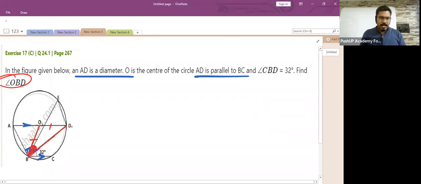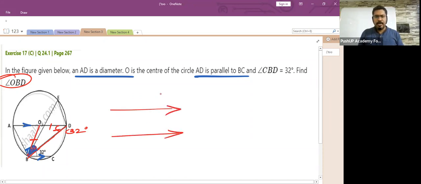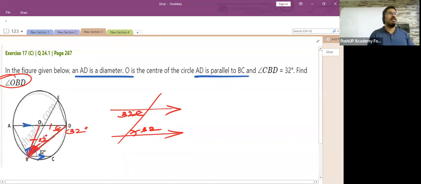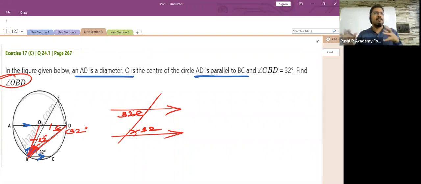Now, children, can't I say this angle is equal to 32 degrees? I can say that because when two lines are parallel to each other and you have a transversal, if this angle is 32, this angle must also be 32 degrees, alternate interior angles. Now in triangle OBD, just now I mentioned what kind of a triangle it is, isosceles triangle. So if this angle is 32 degrees, this angle should also be what? 32 degrees. Isosceles triangle. There is no need to mention the whole sentence. Base angles of an isosceles triangle are equal. No need to mention it. Just put isosceles triangle. That's enough.